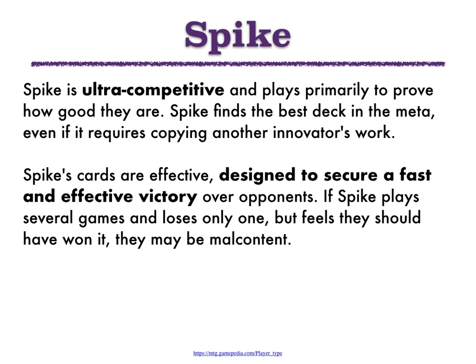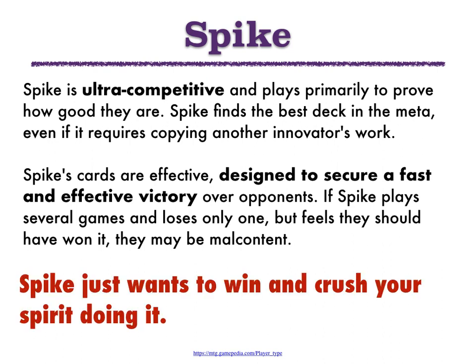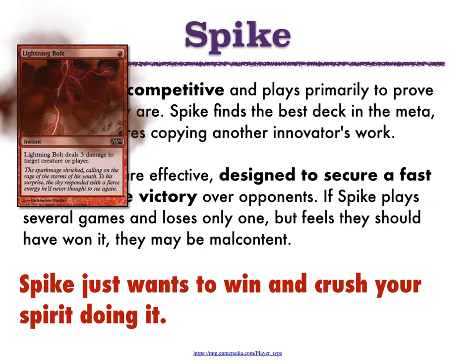So Spike can also sometimes be a little bit of a malcontent. They can be alpha players. Sometimes they can be grumbly. But when you're looking at Spike purely on their own, one of the best ways to summarize Spike is: Spike wants to win. They want to punch you in the mouth. They want to crush your spirit doing it. Spike is in it to win it, right?